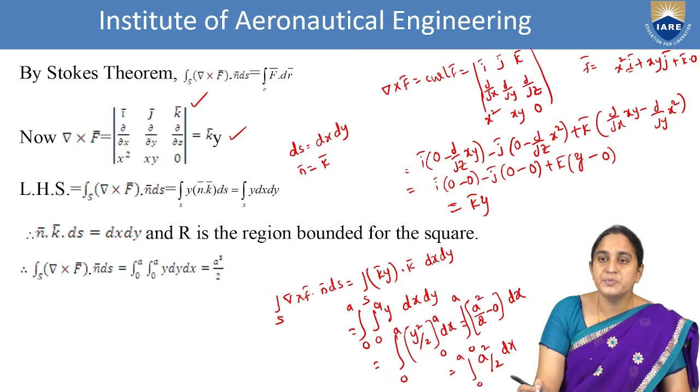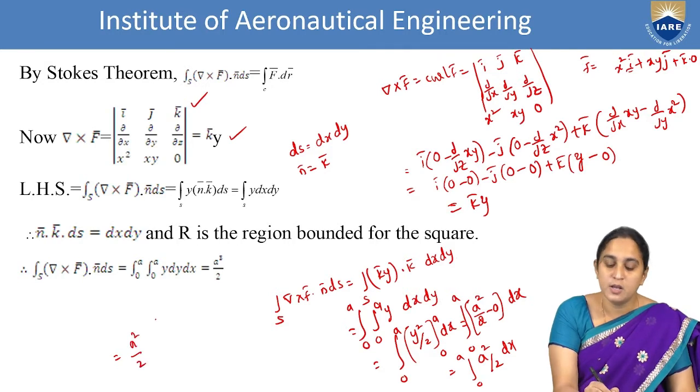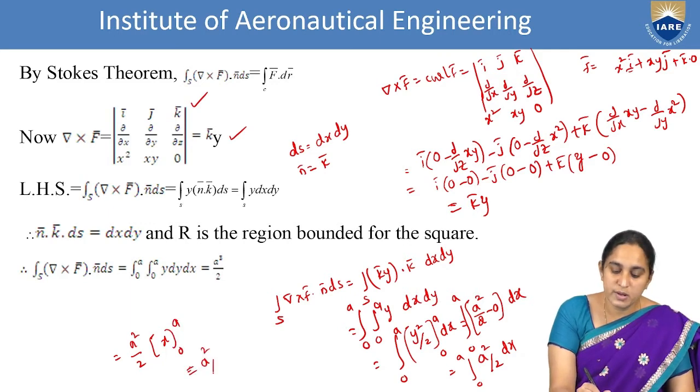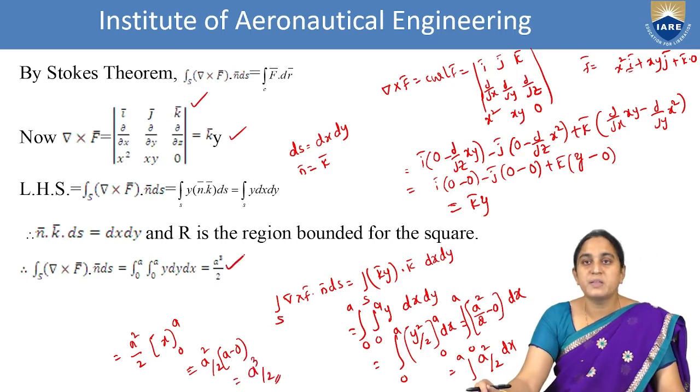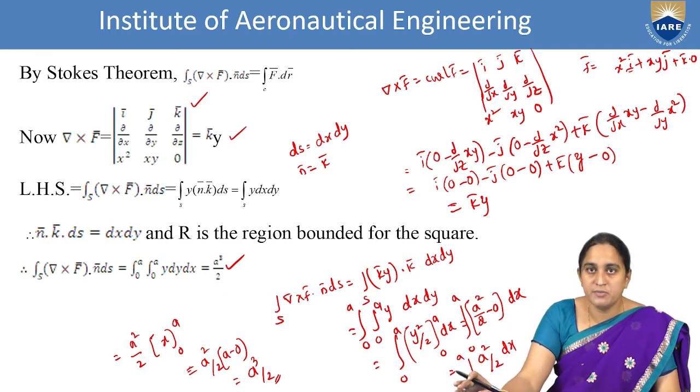Now integrate with respect to x. With respect to x, a square by 2 is a constant. The integration gives x, with limits 0 to a. That is a square by 2 into a minus 0, that is a cube by 2. Therefore, from the LHS part of the theorem, integral S del cross f bar dot n bar ds is equal to a cube by 2. Okay, this is the first part of the verification.